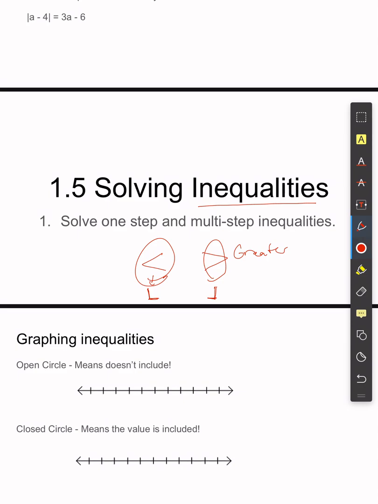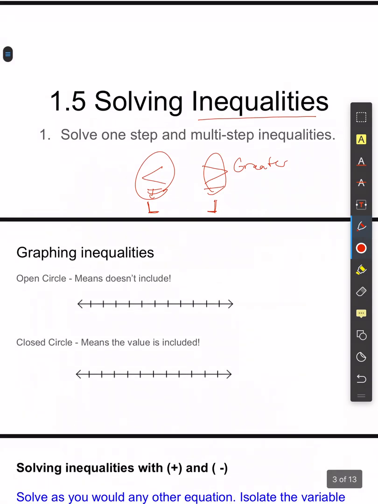And then remember that if we put a line under it, that means it's greater than or equal to, or less than or equal to. And then I'm going to show you guys how to graph those as well.